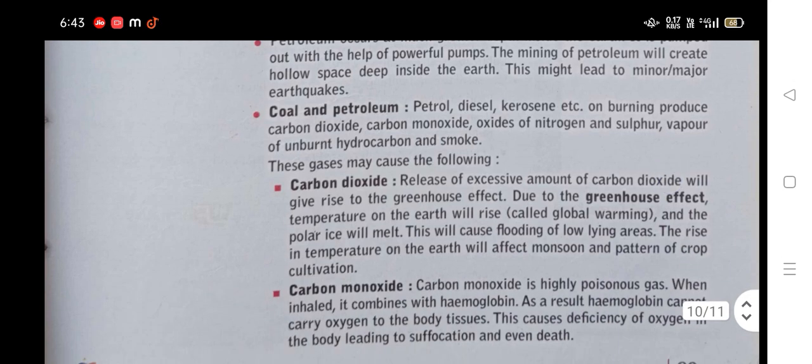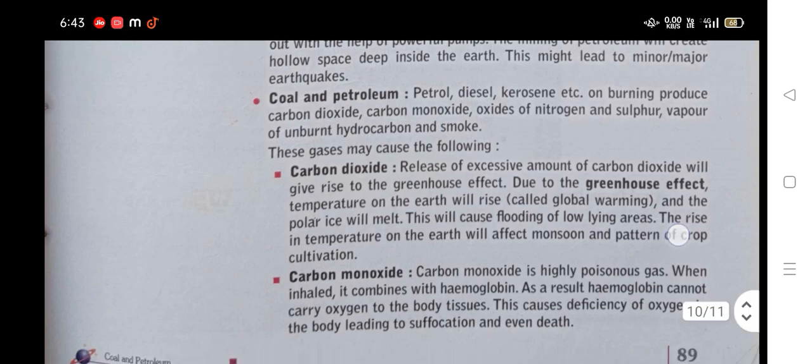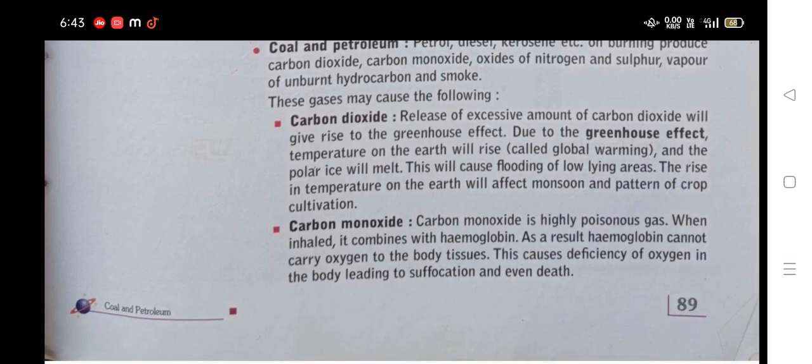Coal and petroleum products, petrol, diesel, kerosene, etc., on burning produce carbon dioxide, carbon monoxide, oxides of nitrogen and sulfur, vapor of unburnt hydrocarbons and smoke. These gases may cause the following.